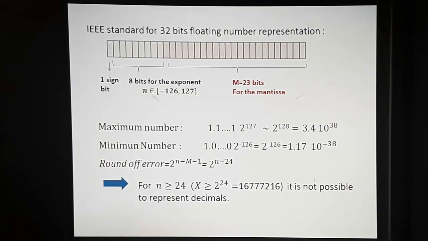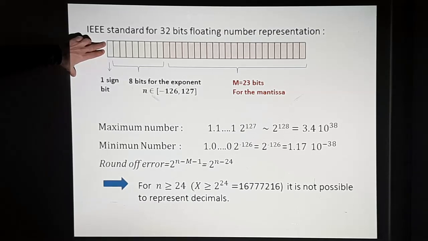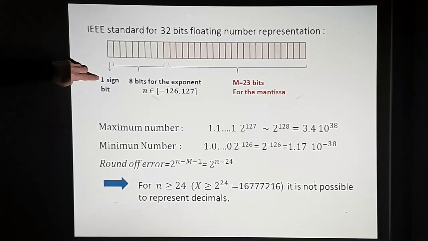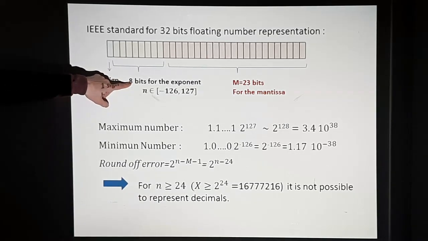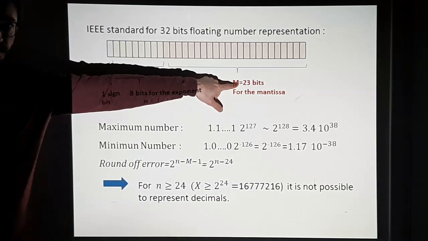Now I will present the IEEE standard that the computer uses to represent real numbers in floating point representation. First of all, we have 32 bits in total in this representation. 1 bit is allocated for the sign, 8 bits for the exponent, and 23 bits for the mantissa.